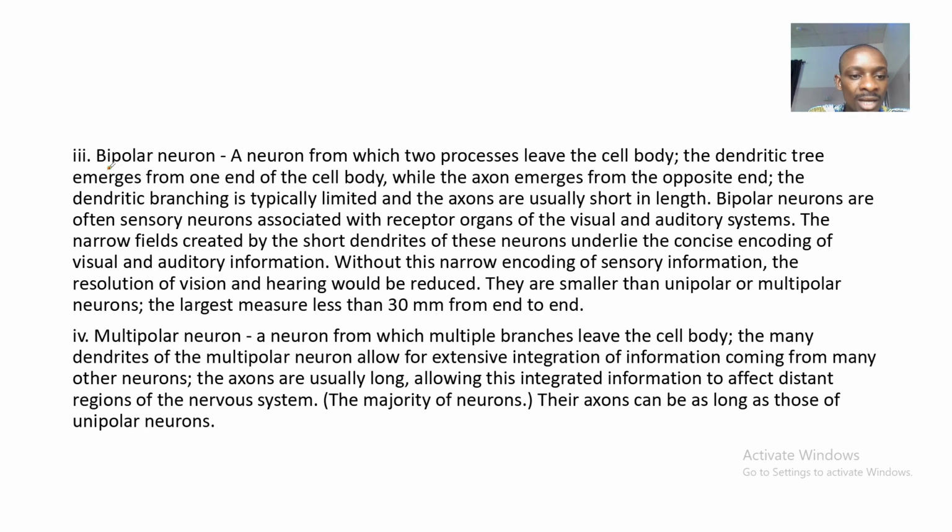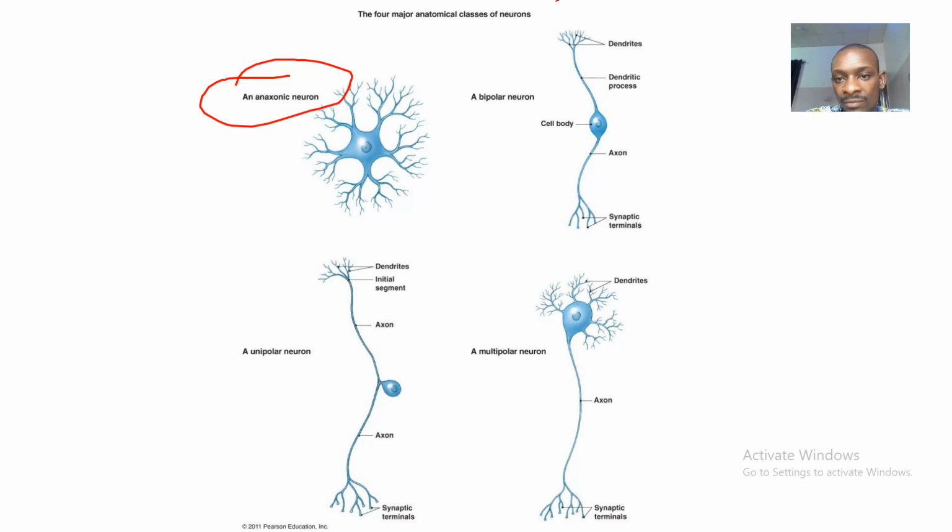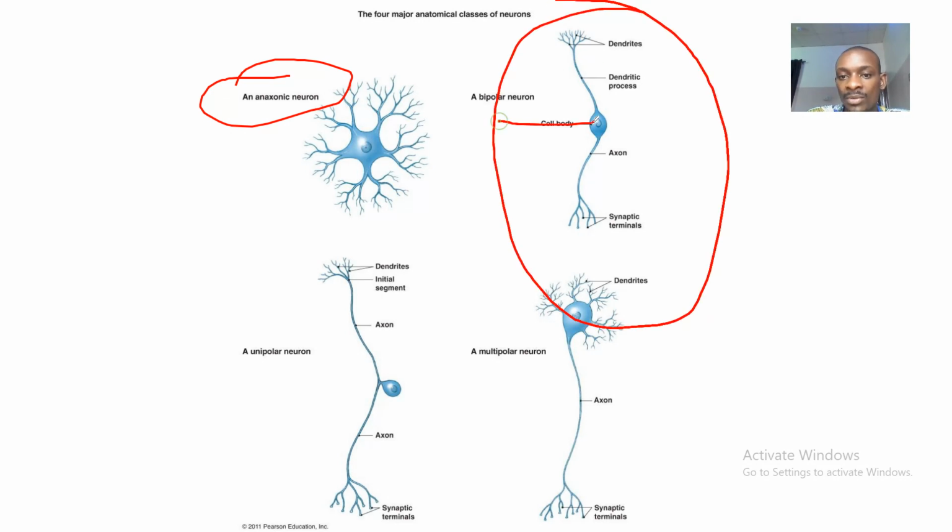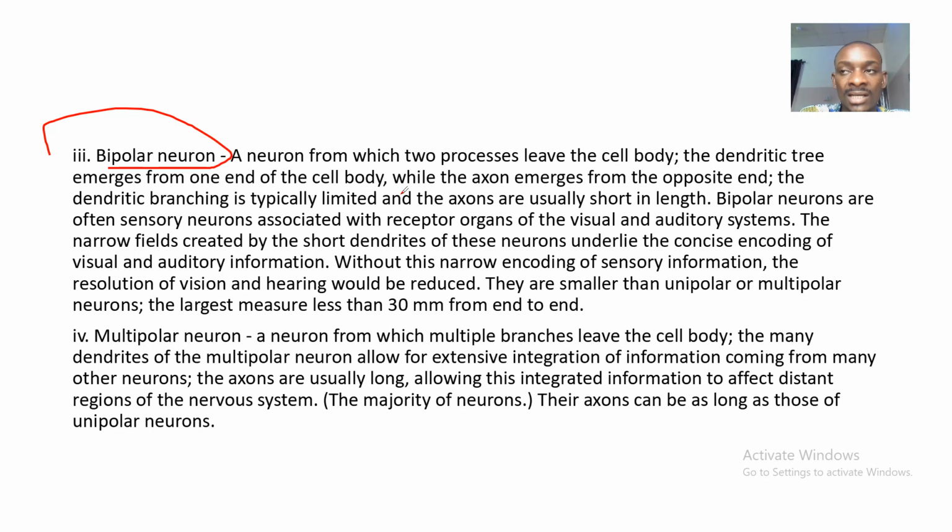So how about the bipolar neurons? This is a bipolar neuron. You see that a neuron from which two processes leave the cell body. The dendritic tree emerges from one end of the cell body, while the axon emerges from the opposite side. So the dendritic branching is typically limited and the axons are usually short in length. So the bipolar neurons are often sensory neurons associated with receptor organs of the visual and auditory systems.